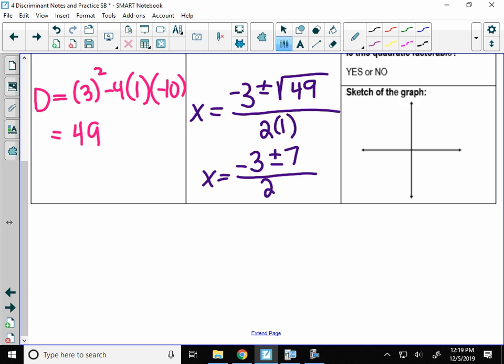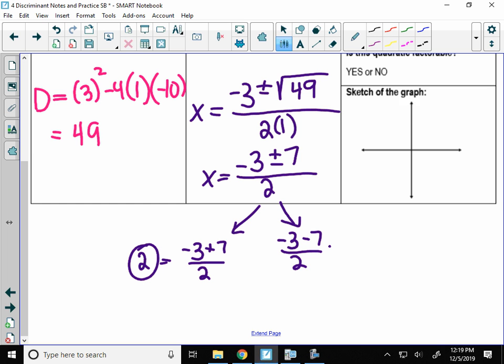But I said you can't leave your answers like that. You have to tell me what are the actual numbers. So you have to calculate negative 3 plus 7 over 2 and negative 3 minus 7 over 2. So what's the one on the left here? Negative 3 plus 7 over 2. It's 2. Okay, and negative 3 minus 7 over 2? Negative 5. All right. So, how many answers does this have? 2. And what kind of numbers are they?